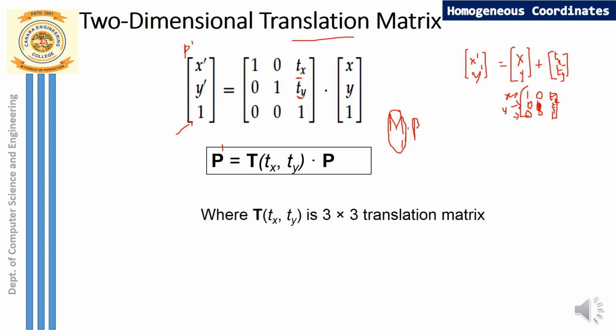That means you are performing the translation along z, where z should be equal to 1. So P dash is equal to the translation matrix into the old or original point P. Here this translation matrix is a 3 cross 3 matrix. Similarly, let's go to the next transformation.